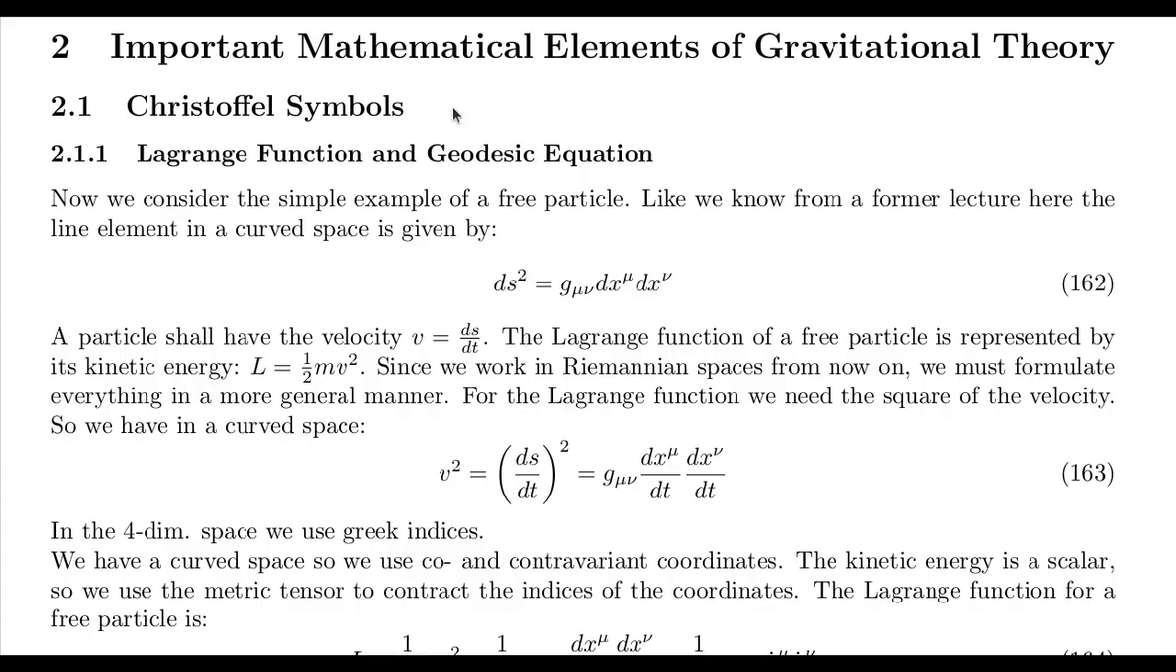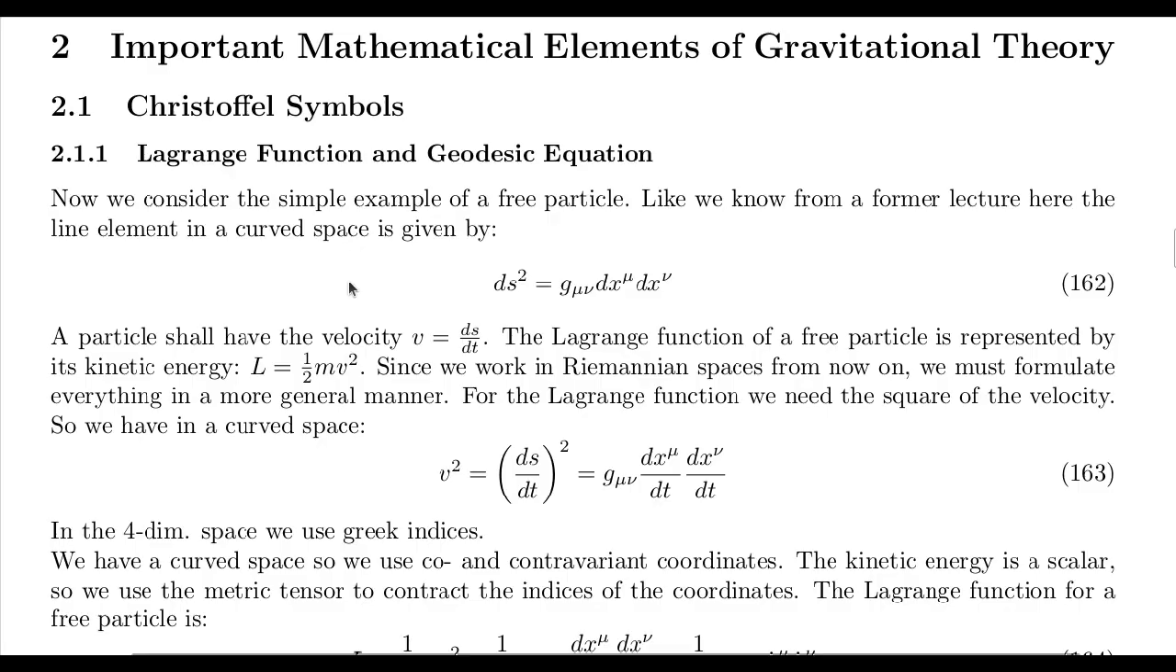Now we want to introduce the Christoffel symbols. We consider the case of a free particle, and we need then the Lagrange function for a free particle. From classical mechanics we know that the Lagrange function is given by the kinetic energy. That means L is equal to a half mass times the square of the velocity.